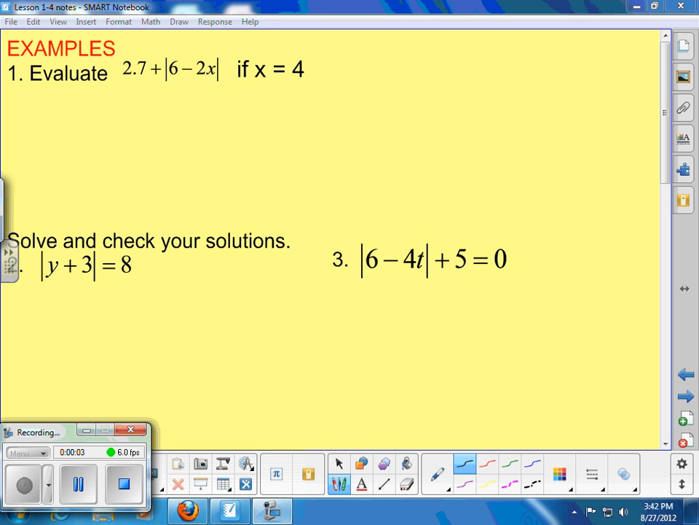This is the second page of the Algebra 2 Lesson 1-4 notes over solving absolute value equations. In our first example, we see that it is not an equation. We are simply expected to substitute 4 for x and work this problem out based on the order of operations, but paying special attention to the absolute value.